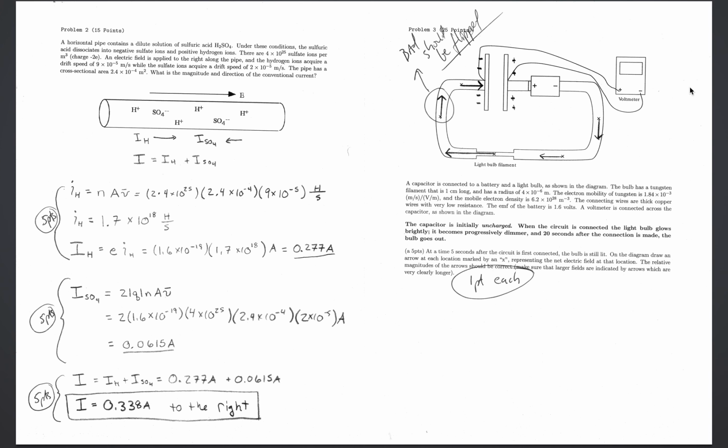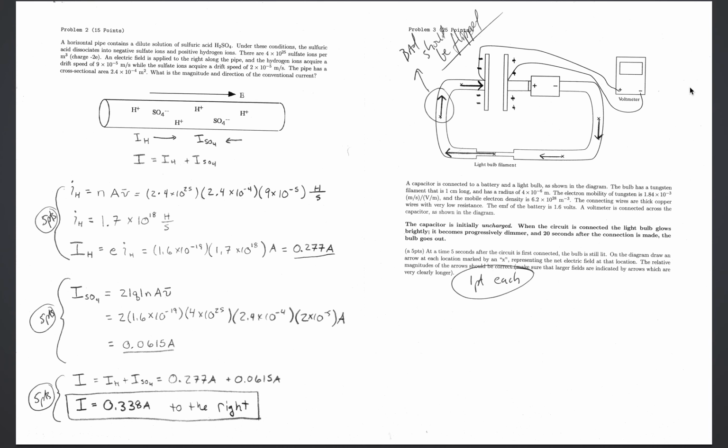For this problem, we will be going over problem 2. It asks, a horizontal pipe contains a dilute solution of sulfuric acid, H2SO4. Under the conditions, the sulfuric acid dissociates into negative sulfate ions and positive hydrogen ions. There are 4 times 10 to the 25th sulfate ions per meter cubed, with a charge of negative 2e.